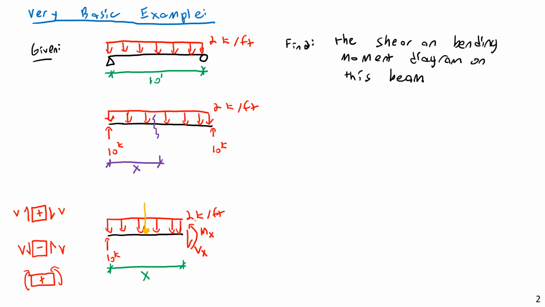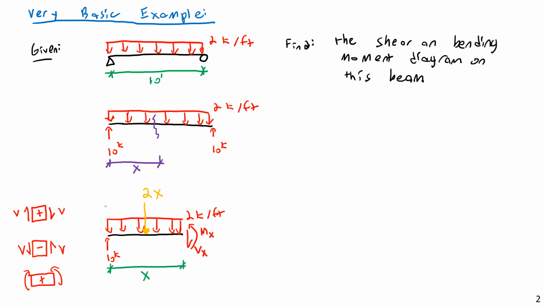Well, previously we could say if it was 2 feet, we would just multiply 2 feet times 2 kips per foot and say, oh, that's 4 kips. But we don't have that luxury here. Instead, we have to say that this is just 2 times x. The equivalent point load of this distributed load, 2 kips per foot of length x, is simply 2x.